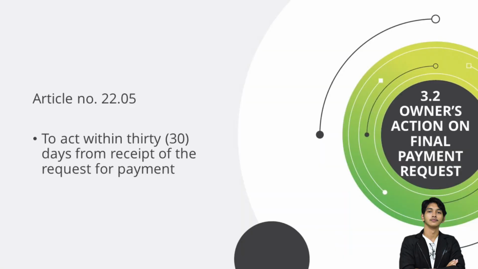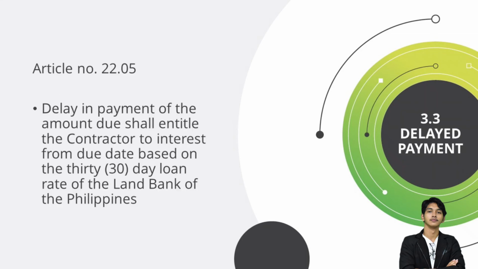Number 3.2, owner's action on final payment request. Article number 22.05 says that the time limit is to act within 30 days from receipt of the request for payment. Number 3.3, the delayed payment. Article number 22.05 says that delay in payment of the amount due shall entitle the contractor to interest from due date based on the 30-day loan rate of the Land Bank of the Philippines.